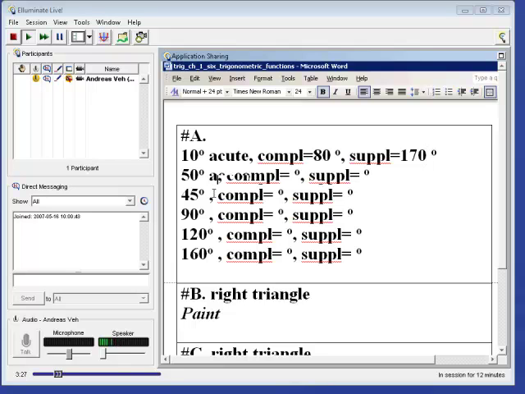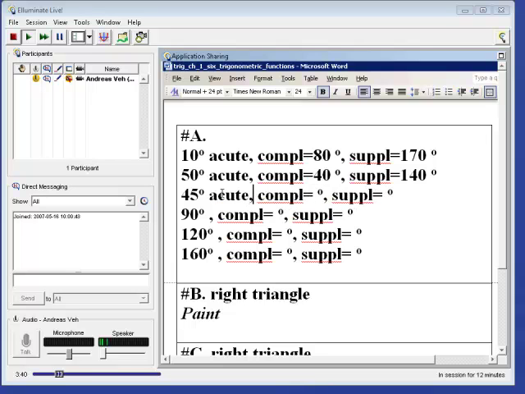And the rest is pretty much the same here. This is an acute angle, the 50 degrees, which then comes out to that the complement is 40, and the supplement is 140. 45 degrees, acute angle, complement comes out to 45, and supplement comes out to 135 when subtracted from 180. 90 degrees, that's neither acute nor obtuse. That's a right angle. The complement, of course, would be 0 degrees. The supplement would be 90 degrees.